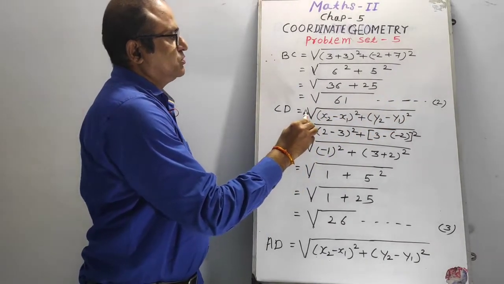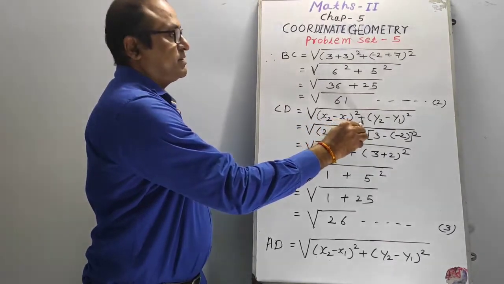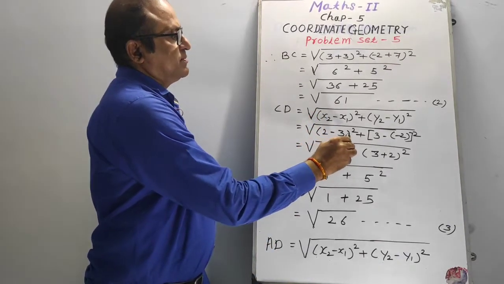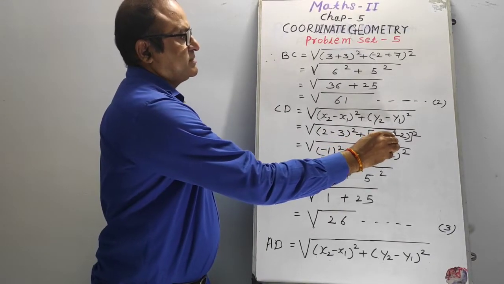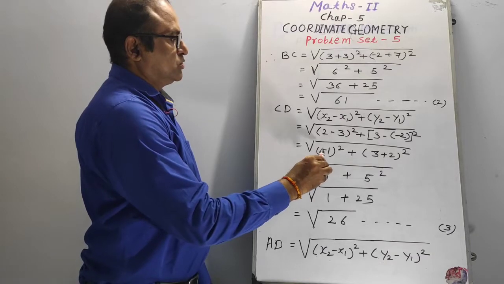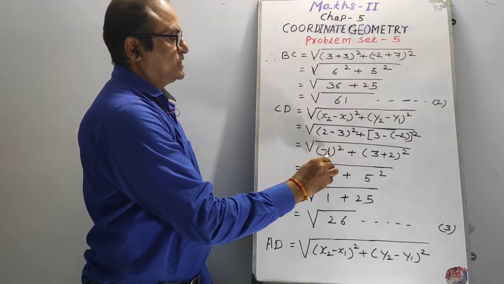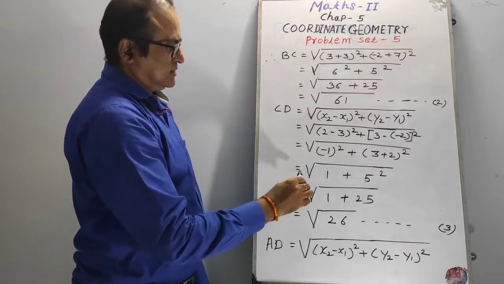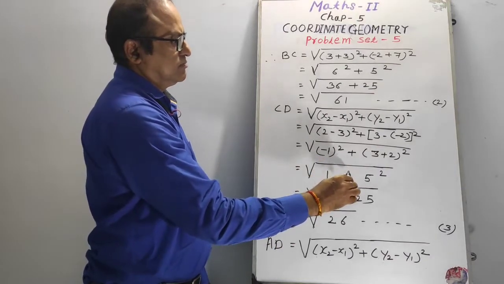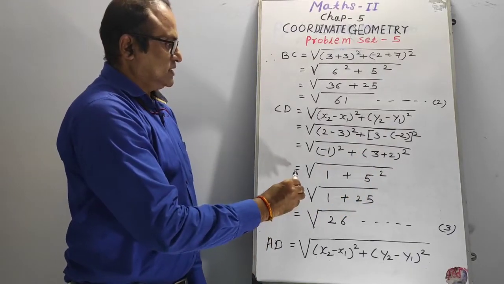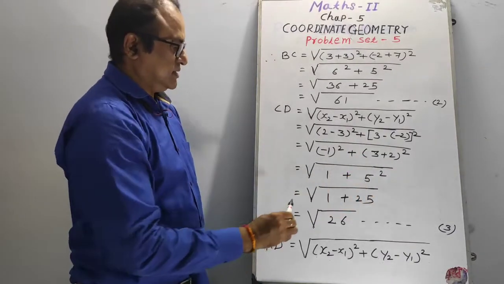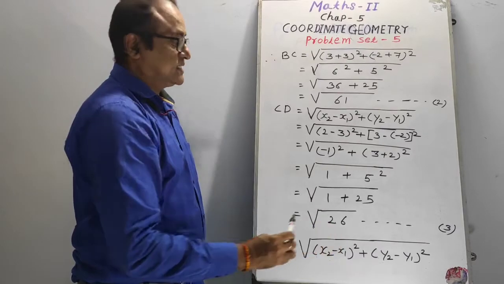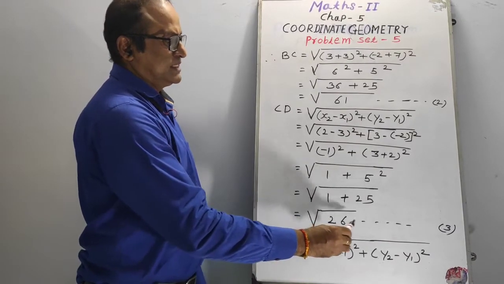Now find CD. CD is equal to under root (x2 minus x1) square plus (y2 minus y1) square by the distance formula, is equal to under root (2 minus 3) square plus (3 minus (-2)) square, is equal to under root (-1) square plus (3 + 2) square, is equal to under root 1 plus 5 square, is equal to under root 1 plus 25, is equal to under root 26. Therefore, CD is equal to under root 26, equation 3.